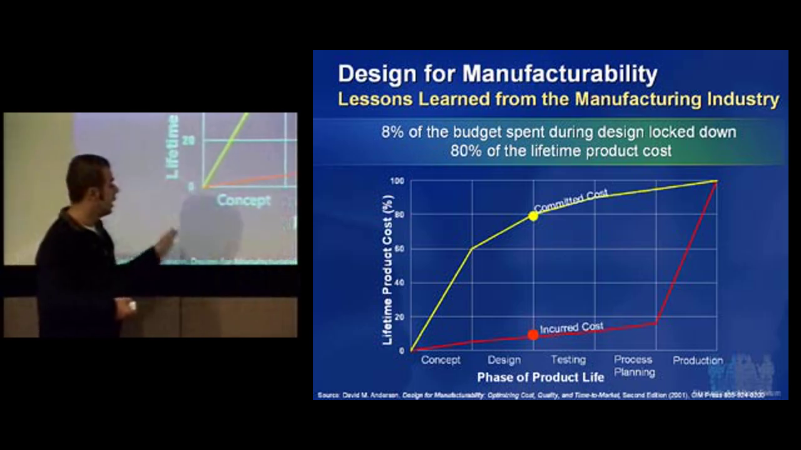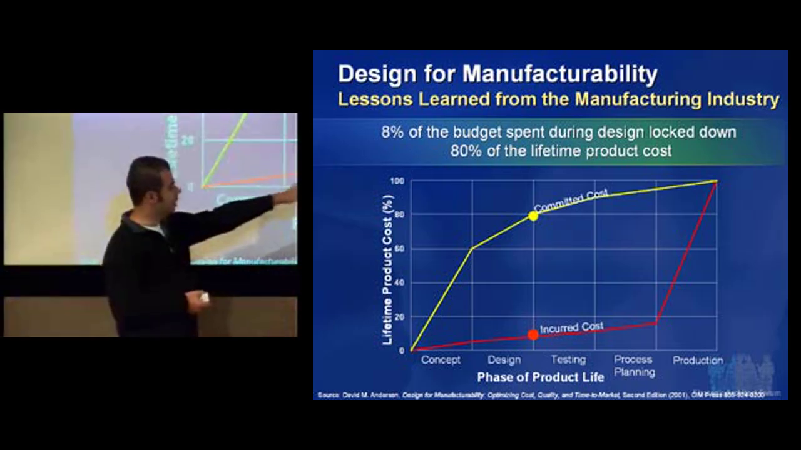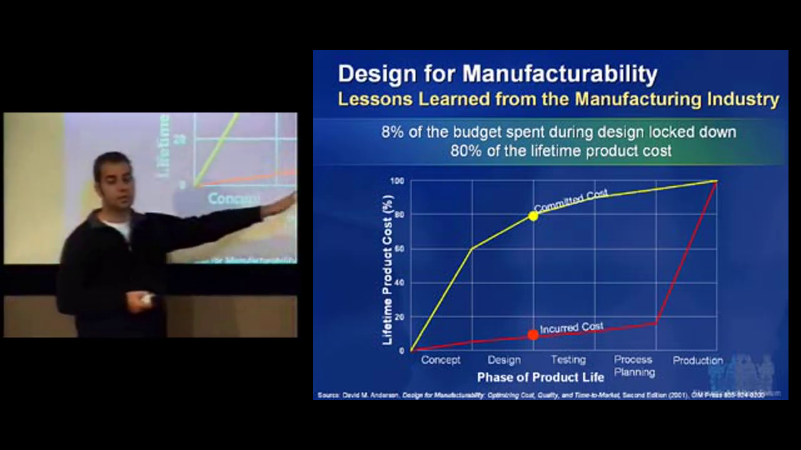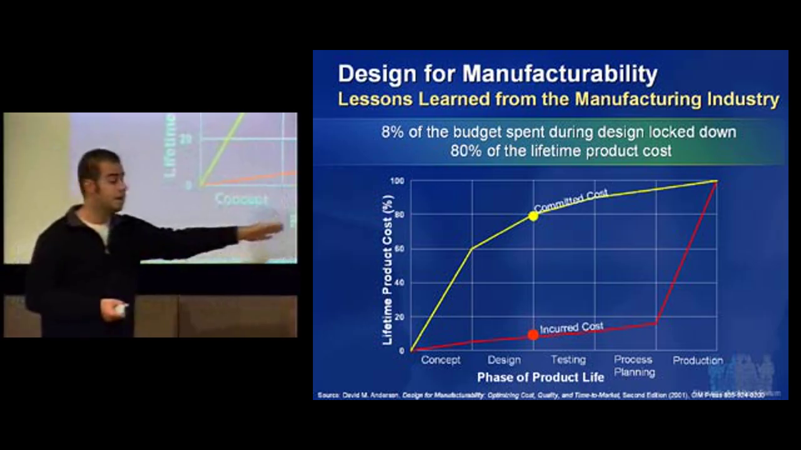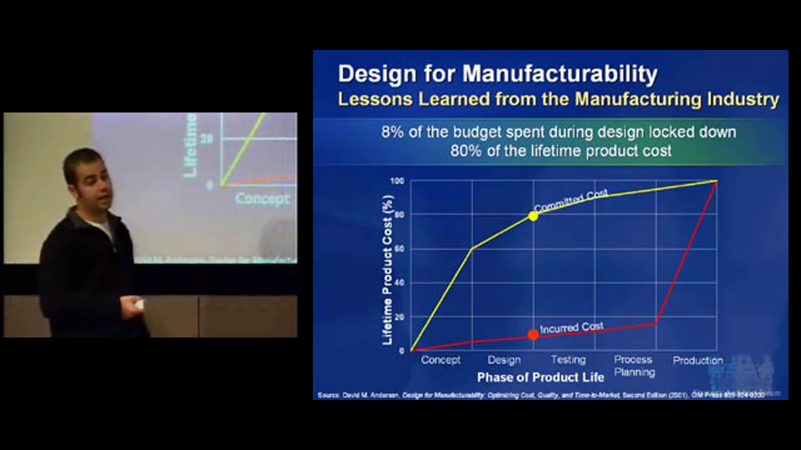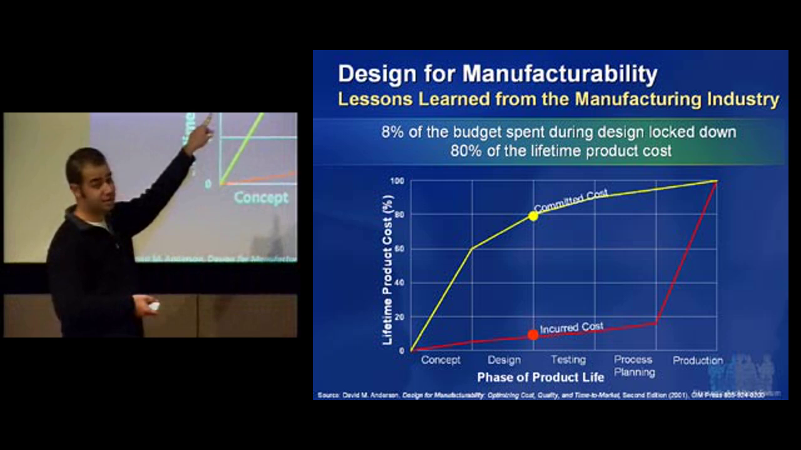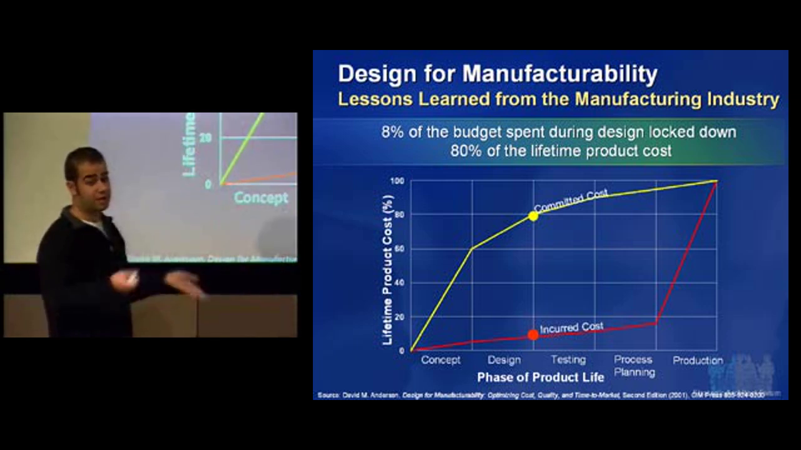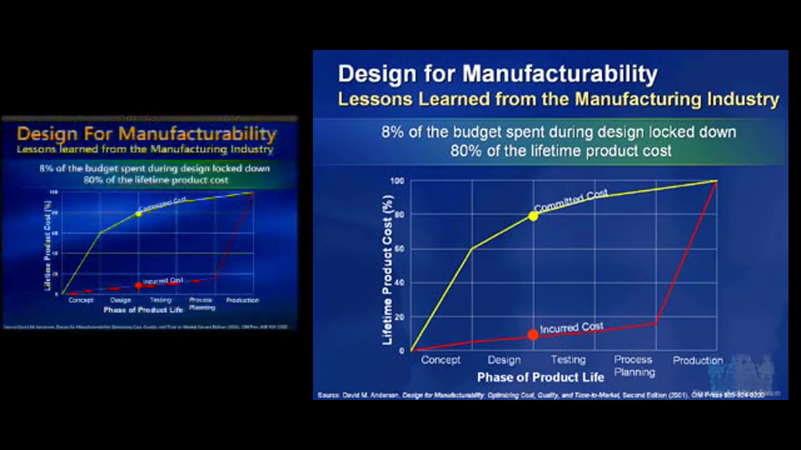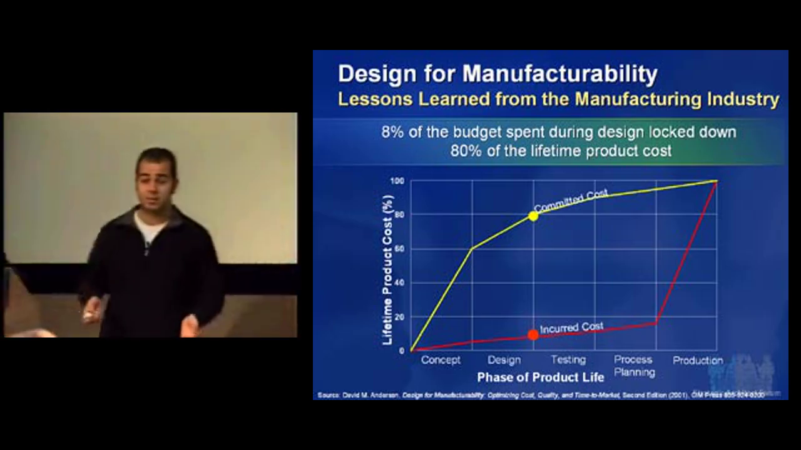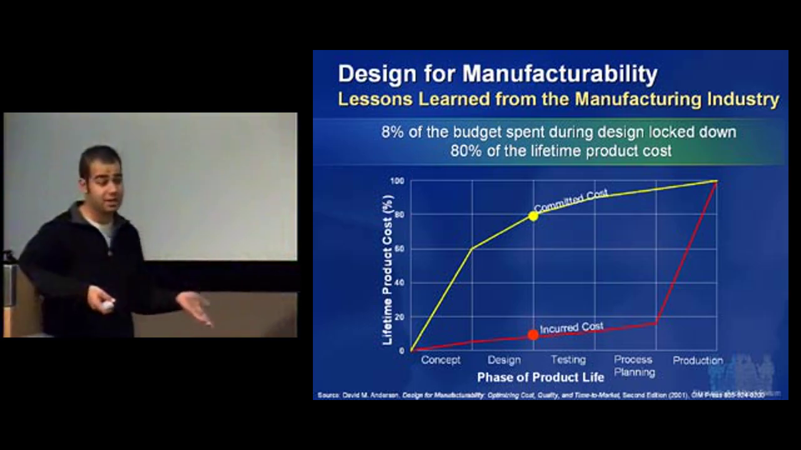And so at the end of the design phase, we see that about 8% of the total product budget has been spent. But those decisions that were made at design time locked in committed cost of 80% of the product's entire life. And so most of the product cost was locked in at the end of design time.